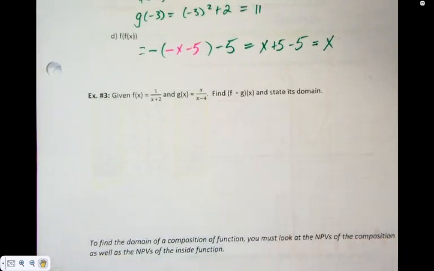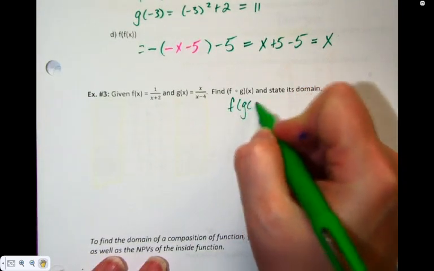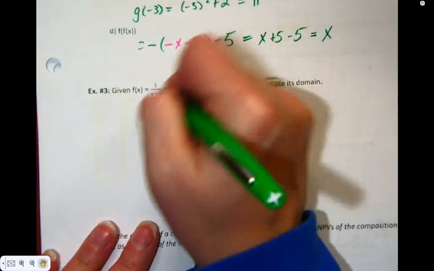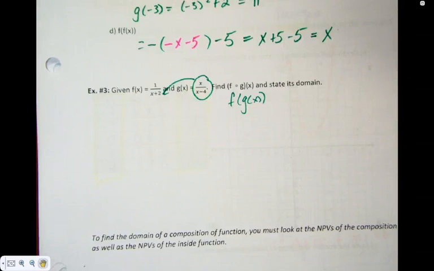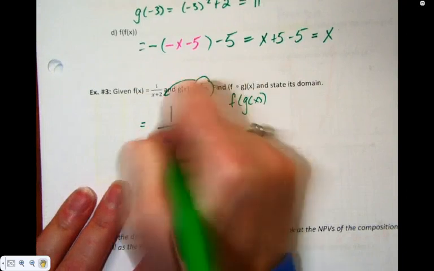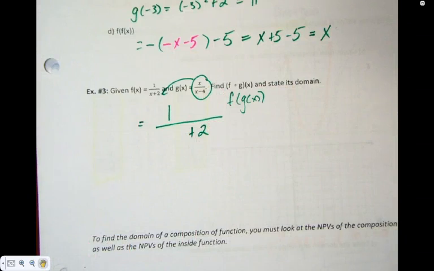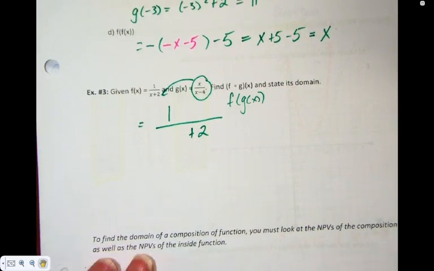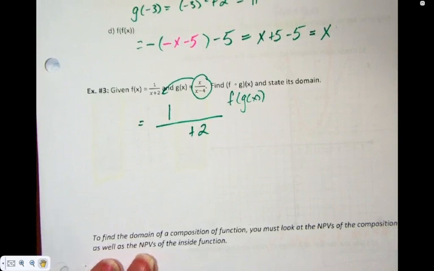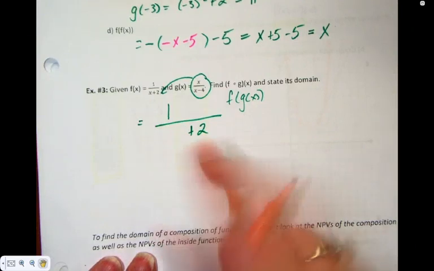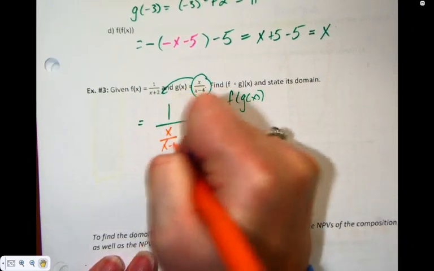What does this mean? Well, if your brain likes seeing it the other way, the other notation would look like this. So f of g of x. It means g is going into f. G is the inside function. So all of g has to go into f. So I'm going to keep that 1 on the top. I'm going to keep that plus 2 on the bottom. Instead of x, what am I going to put now? So instead of this little x here, what am I going to put here? That thing, yes, x over x minus 4.